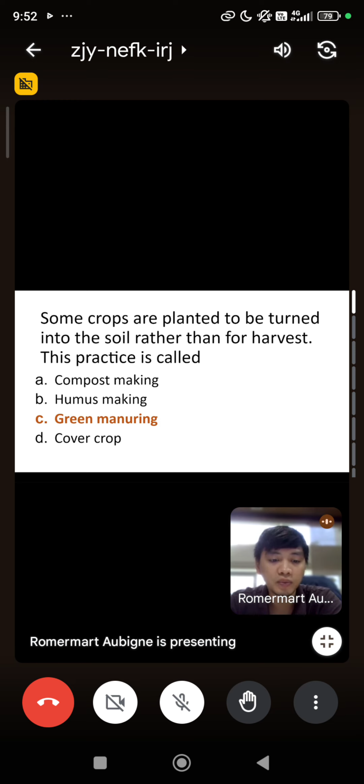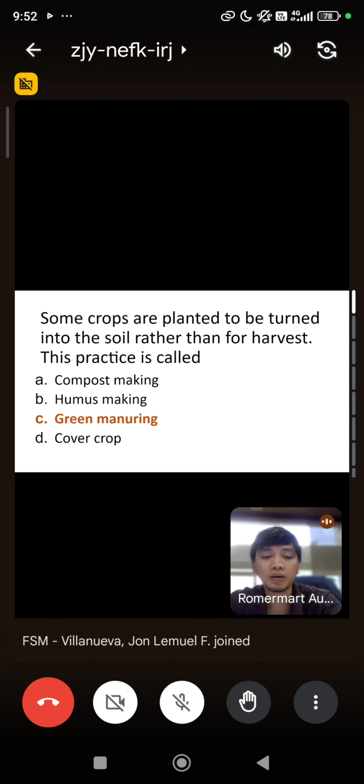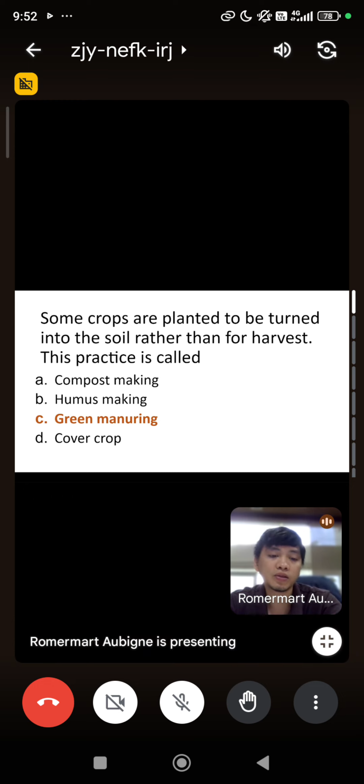So, cover crops are typically planted during periods when the soil would otherwise be left bare, such as between main crops or during fallow periods. The plants are grown primarily to protect and improve the soil rather than for harvest. Cover crops help to prevent soil erosion, improve soil structure, suppress weeds, and cycle nutrients.